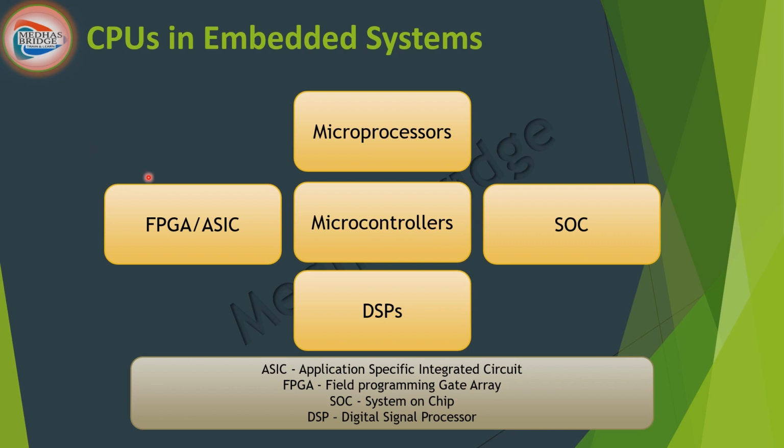Okay, we have microprocessors, microcontrollers, digital signal processors, FPGA and ASIC, SoC, system on chip. By using these processors, we can build various categories of embedded systems in various domains. ASIC means application specific integrated circuit. FPGA means field programmable gate array. SoC means system on chip. DSP means digital signal processor.